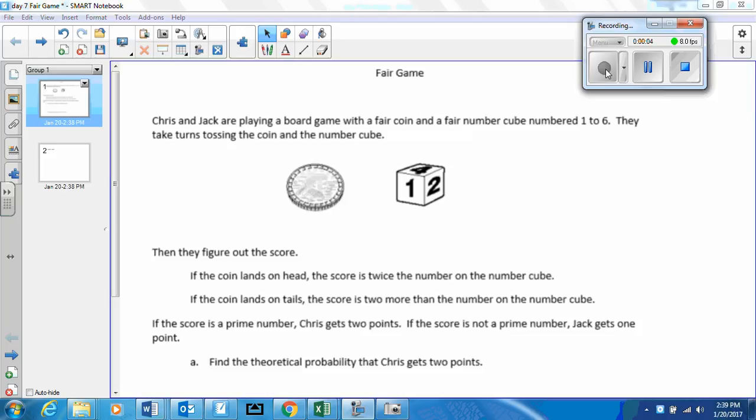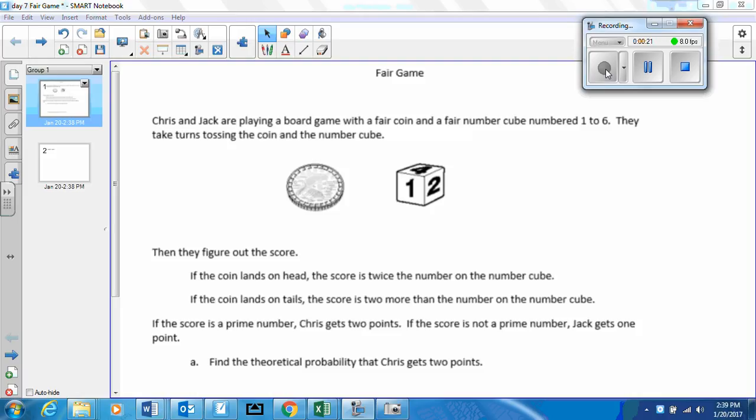This video will help you determine if a game is fair or not. Chris and Jack are playing a board game with a fair coin and a fair number cube numbered 1 to 6. They take turns tossing the coin and the number cube. They then figure out the score.